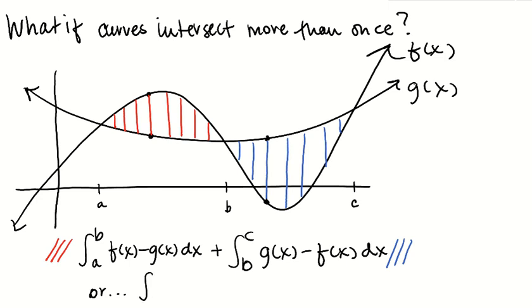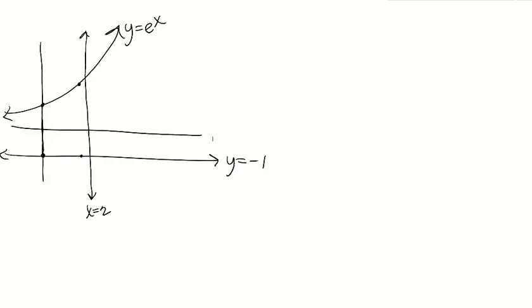Or the integral from A to C of the absolute value of f of x minus g of x, or the absolute value of g of x minus f of x from A to C. Doesn't really matter. Okay, but those are your options. All right, and here we've got another type of problem.